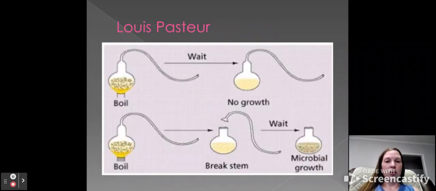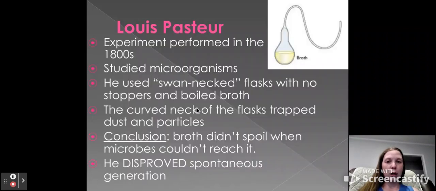And then Louis Pasteur, we talked about pasteurization of milk, and he looked at, again, you have to have access to the liquid to see if growth would occur. And his was performed in the 1800s, so this is 200 years worth of experiments that were trying to study this. And he used the swan-necked flask, which is what you see in this picture.